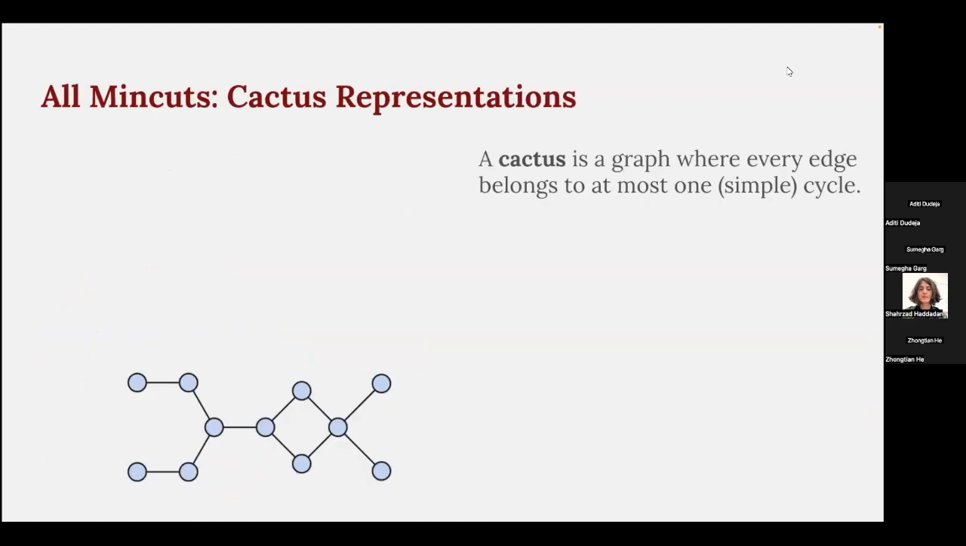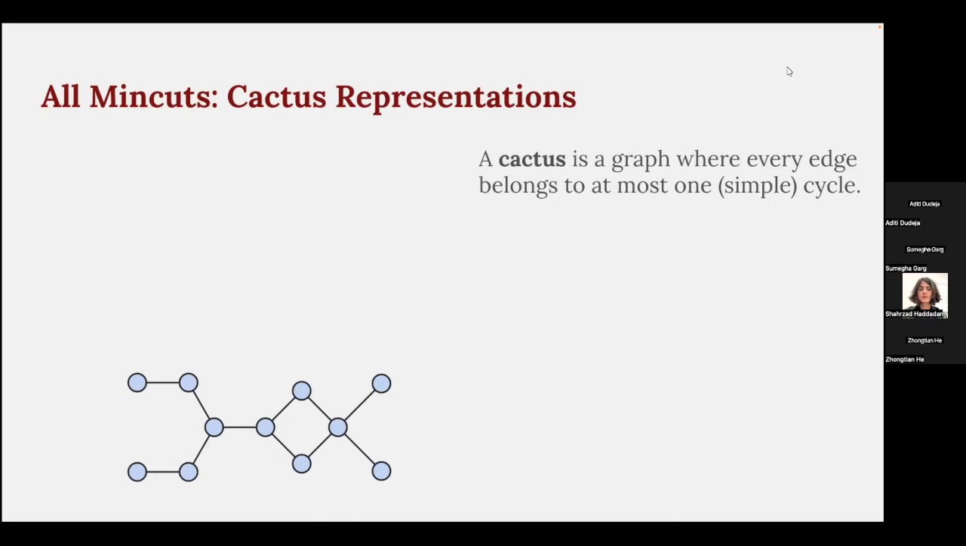Now the question is whether we can do it more efficiently in terms of space or time complexity. Fortunately, the answer is yes. There exists a data structure called the Cactus representation, and let me tell you what a cactus is. A cactus is a graph where every edge participates in at most one simple cycle. So, for example, this graph is a cactus.